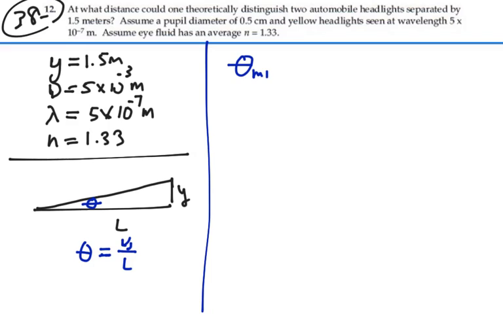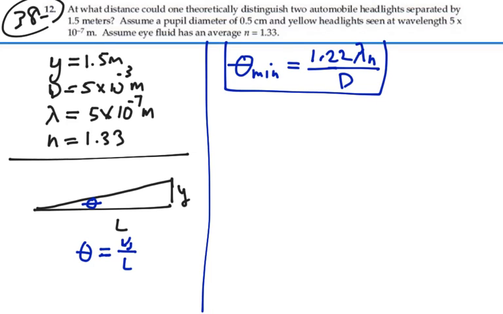The Rayleigh condition for resolution is going to be equal to, for a two-dimensional aperture like this, 1.22 times the wavelength of the light in our eye divided by the diameter of the pupil, diameter of the aperture. And this, of course, is going to be equal to y divided by L for small angles. So let's solve this for L.